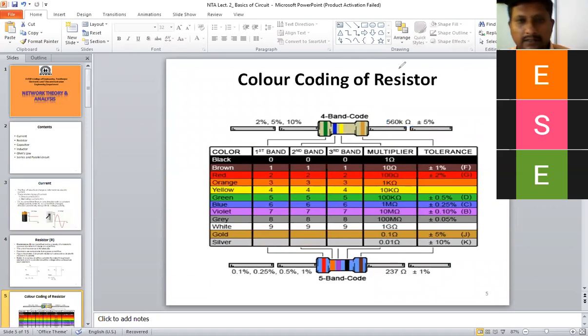Now similarly, suppose I use the color bands and you tell me the value. Red, orange, orange, and gold. Here the fourth band is gold, that's why the tolerance is plus minus 5%. Now tell me the color coding. Red, orange, orange, gold.